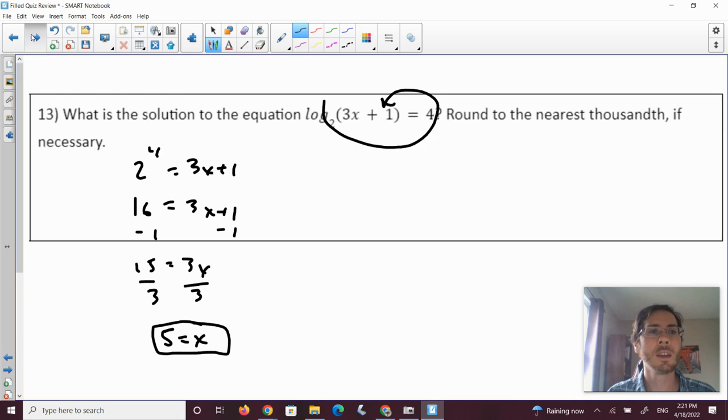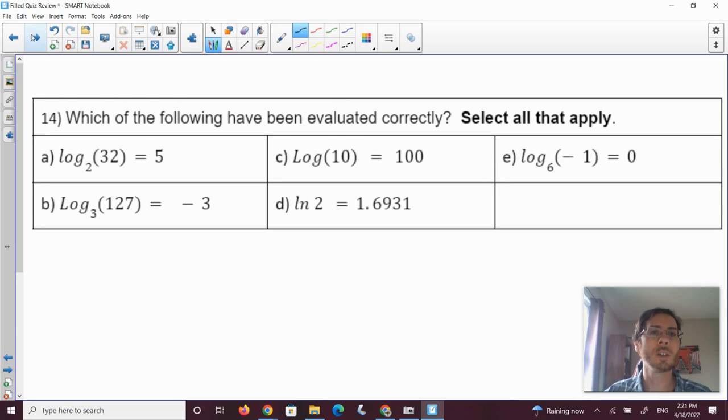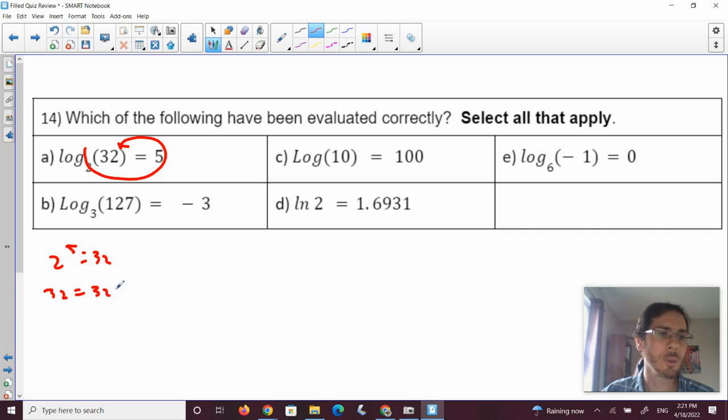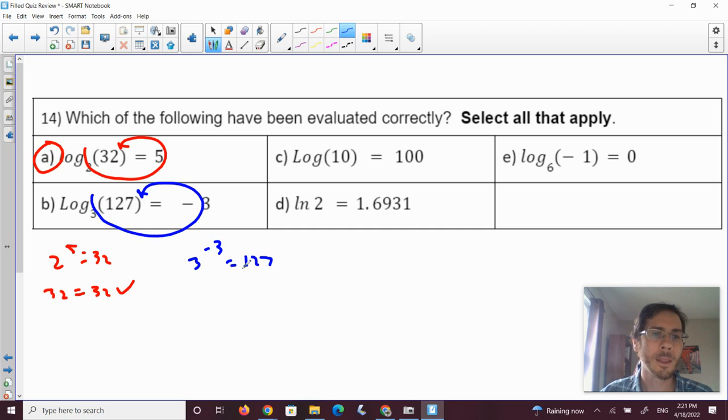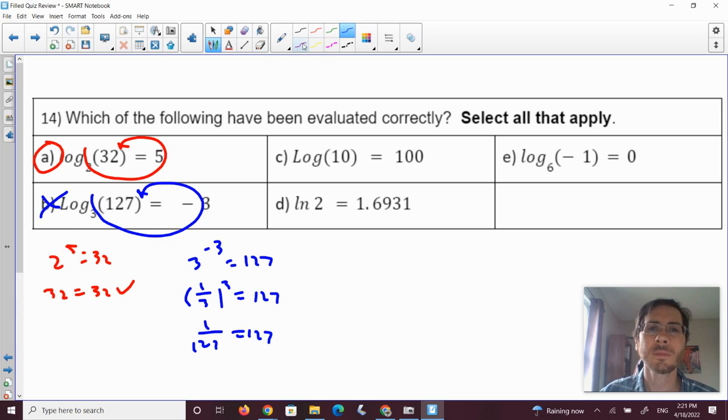So that's 13. And then 14, which is the last one: which of the following have been evaluated correctly? Select all that apply. Well, for the first one, if we change it, we would get 2 to the 5th equals 32. 32 does equal 32, so I'm good with A. Part B, 3 to the negative 3rd equals 127. This would be 1 over 3 to the 3rd equals 127. So that's 1 over 27 equals 127. I'm not picking that one. That one doesn't look good.